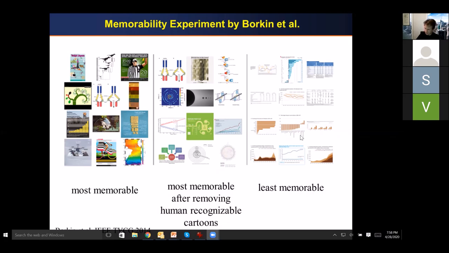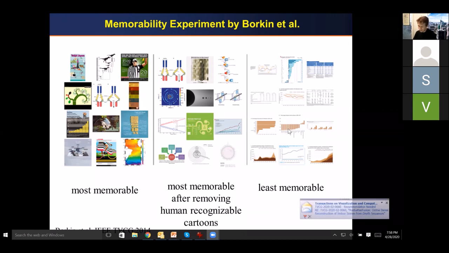And these are the least memorable. So what you can learn from this is, would you remember them? Probably not. They're just a bunch of bar charts. This is the kind of stuff that Tufte says we should use, but no one remembers it. That's the problem. They're informative, but they're just not very memorable. You don't remember the trend.